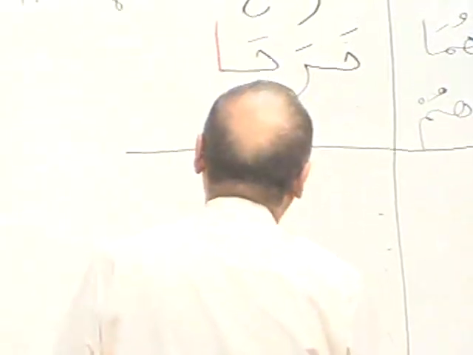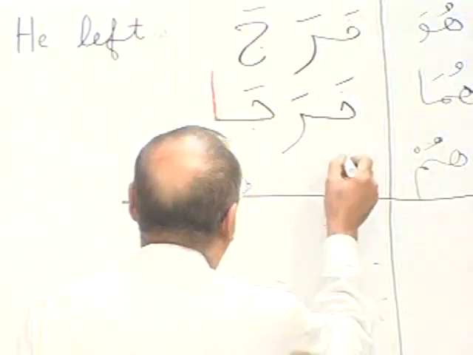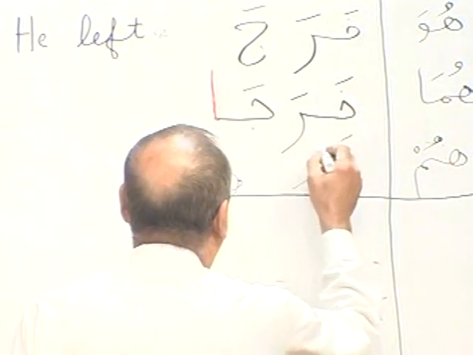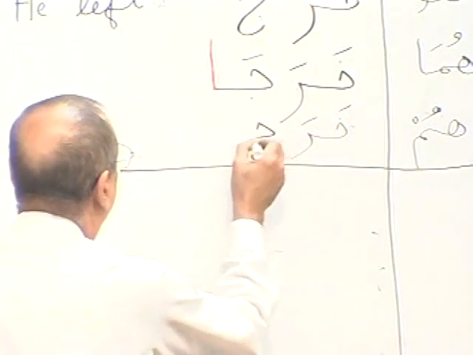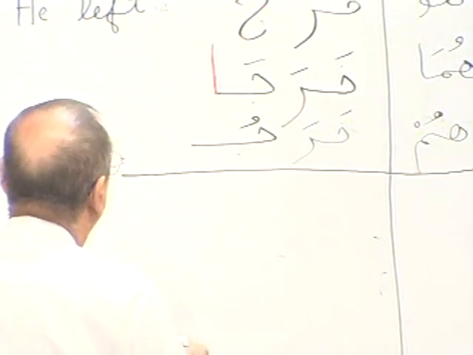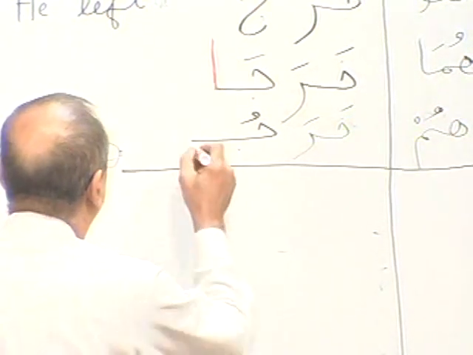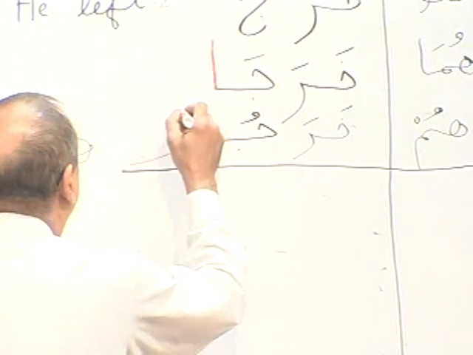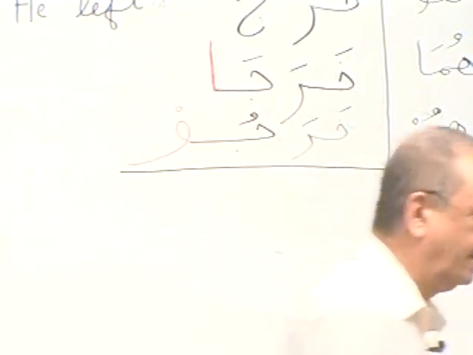Look at this. What I am writing, brother. Kha, ra, kharaju, plus I will write down something else. I'll put an alif here.